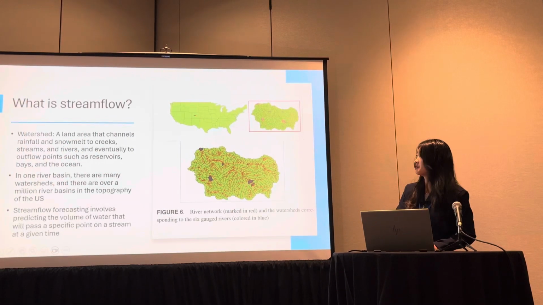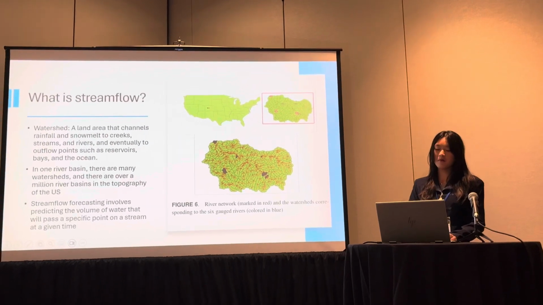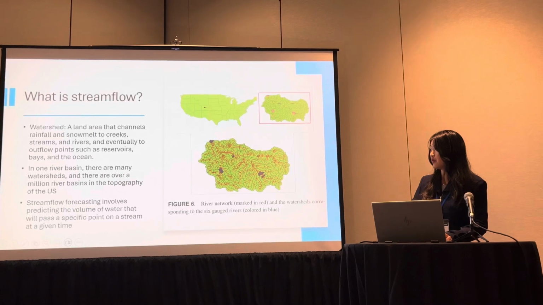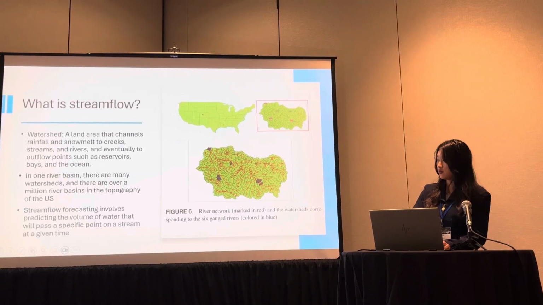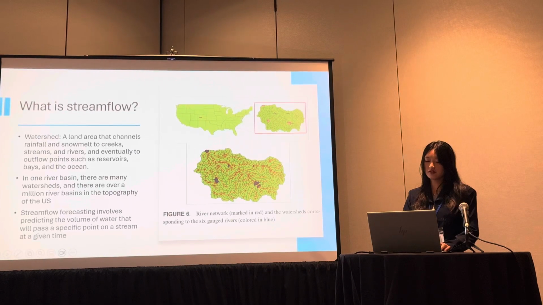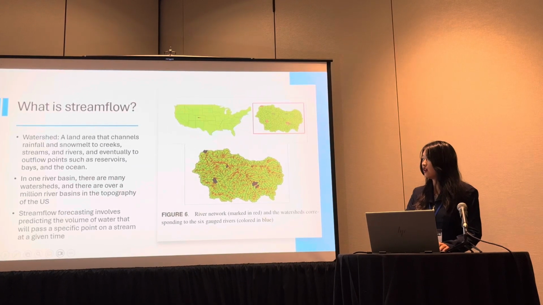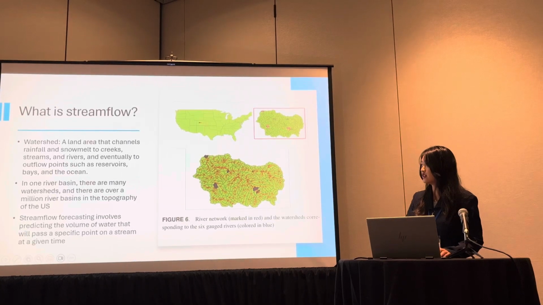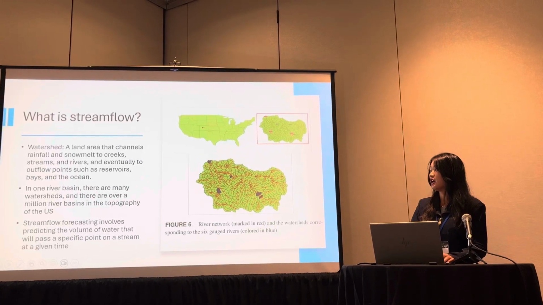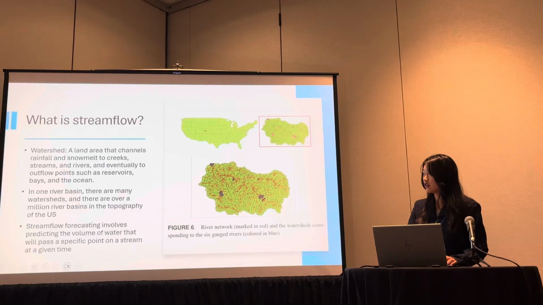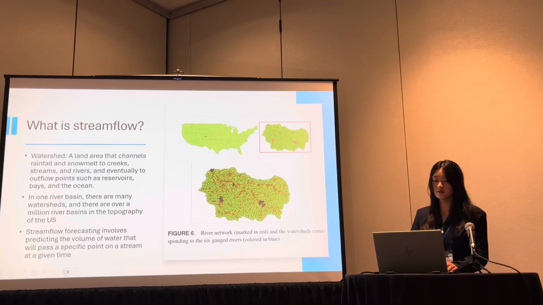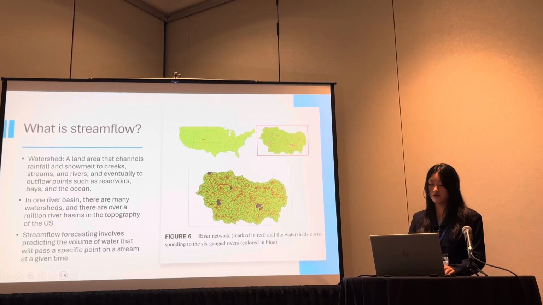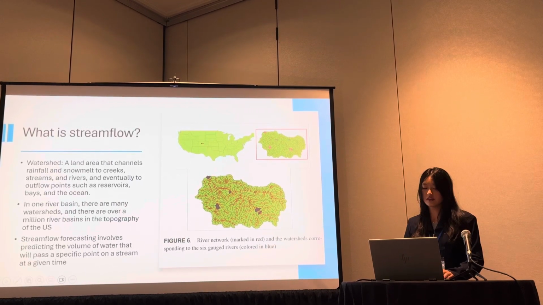To give you all a brief introduction, I'd like to first talk about what is streamflow. Basically, streamflow relates to the amount of water that will pass a given point in a specific stream at a given time. And also, I'd like to give a definition of a watershed and river basins. So a watershed is a land area that channels rainfall and snowmelt to creeks, streams, and rivers, and then eventually to outflow points such as reservoirs, bays, and the ocean.